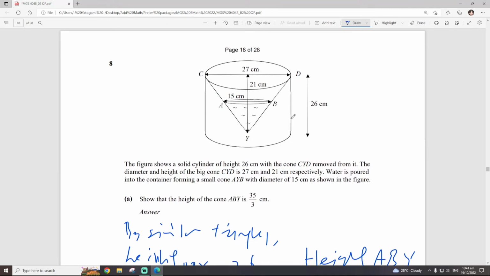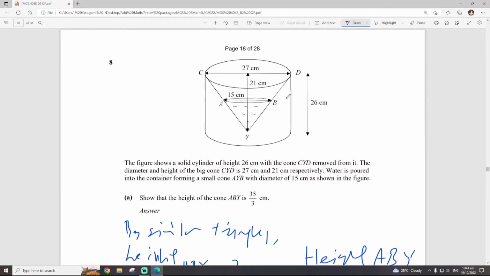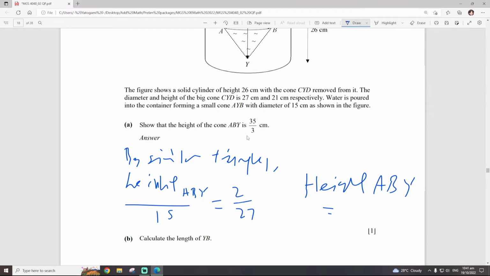Actually no. 21, sorry. I was confused because the 21 and the 26 arrows look very similar in length. Okay, and this happens to be 7 over 9. 7 over 9 times 15. Now this is 35 over 3 indeed.